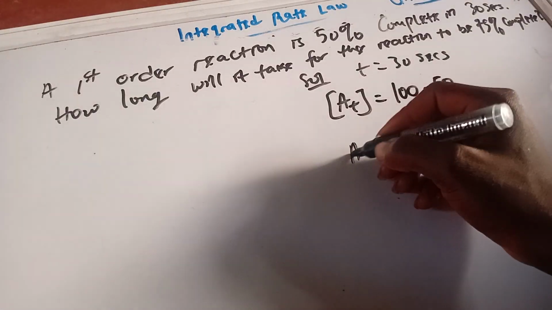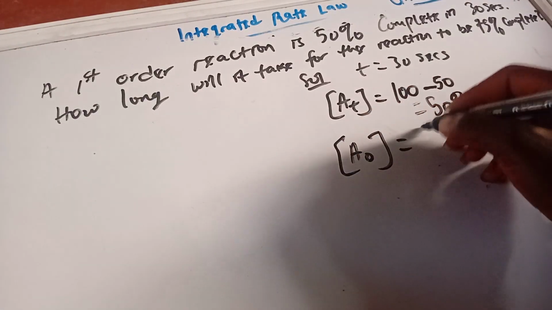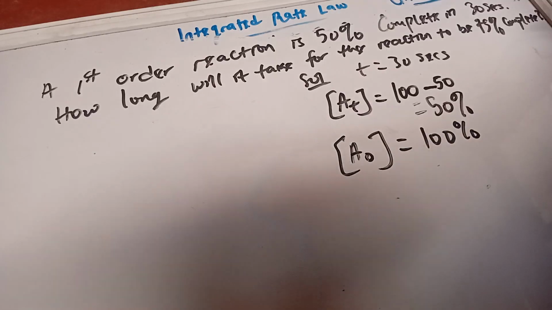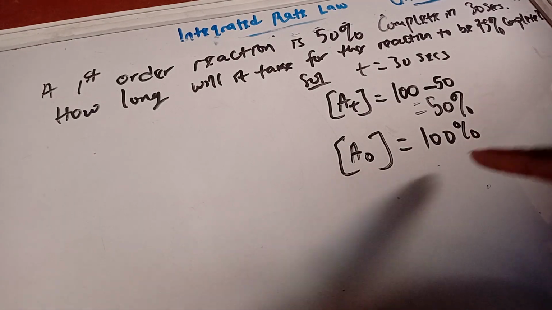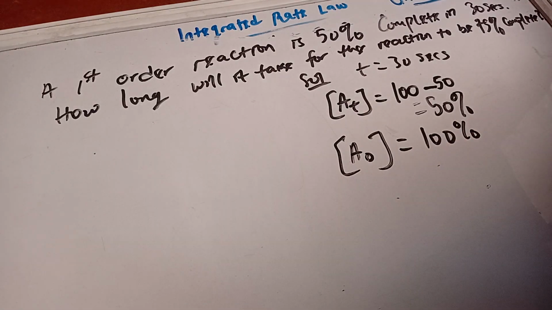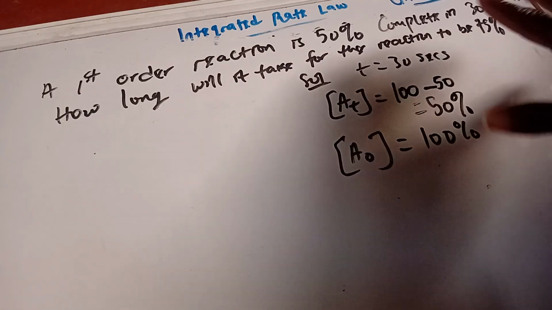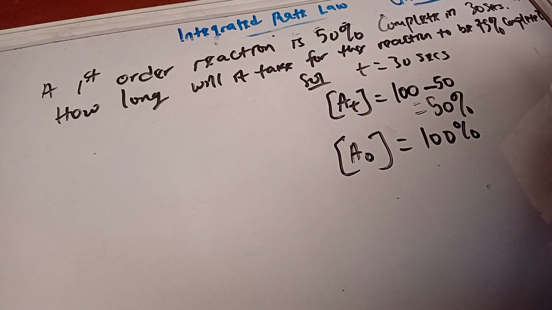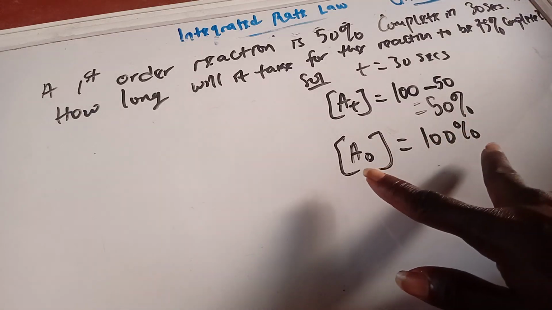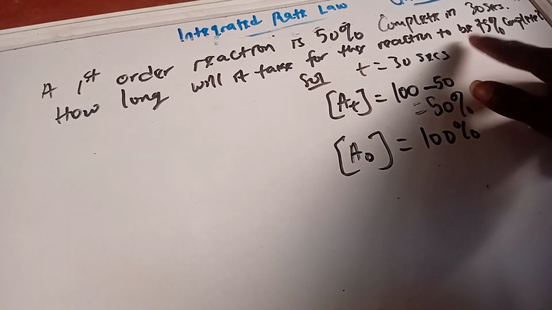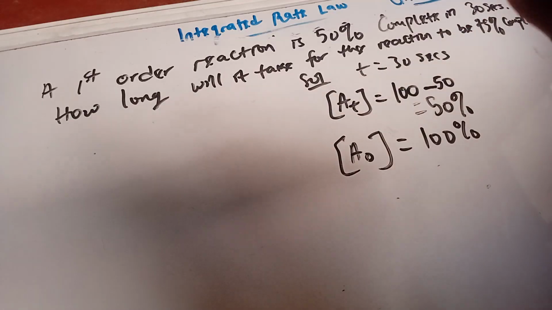So what is our initial concentration? 100%. We are not given the value, but it's 100% because at that time nothing has happened. So how long will it take for the reaction to be 75% complete? Let's leave that for now. Before we can get to that question, we need to first of all find the rate constant.